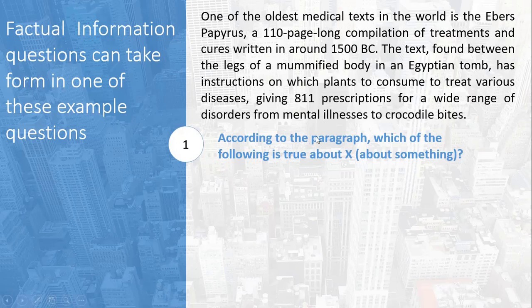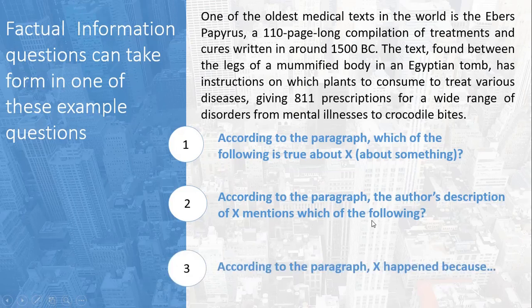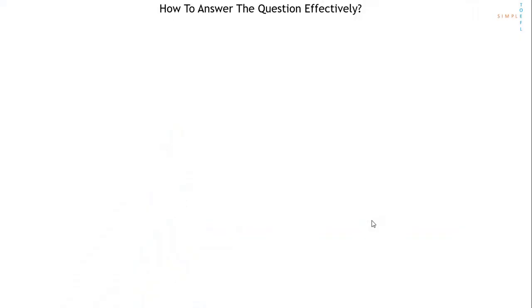The questions can be: according to the paragraph, which of the following is true about X? It can also be: according to the paragraph, the author's description of X mentions which of the following? Or it can also be: according to the paragraph, X happened because of something. Okay, now the question is how to answer these questions effectively.